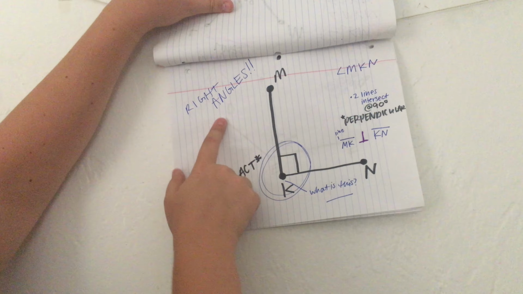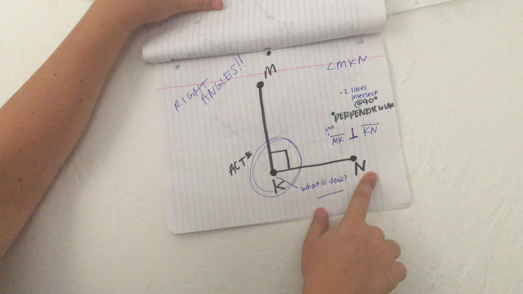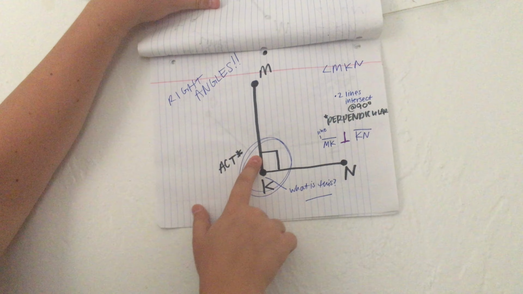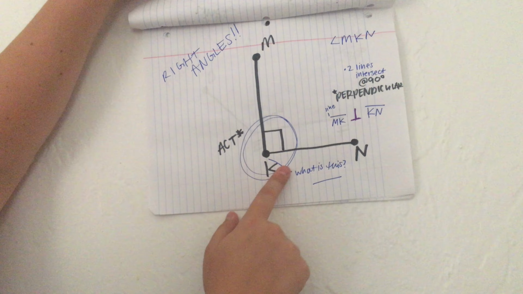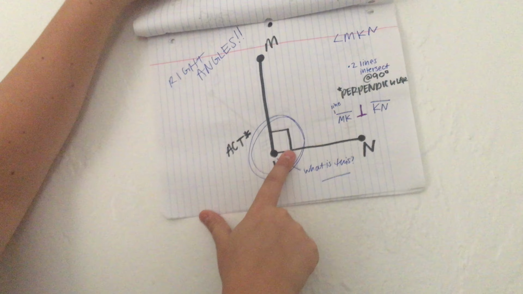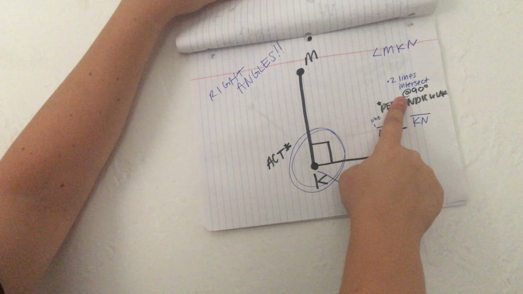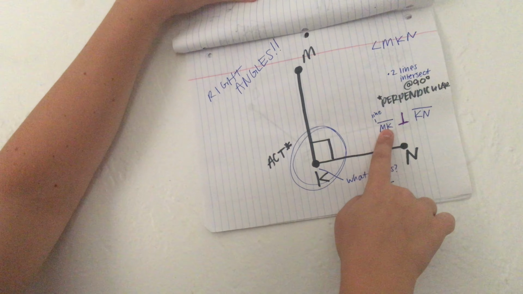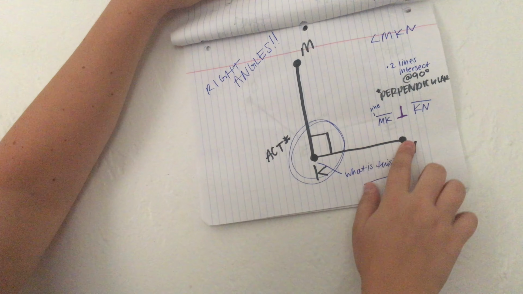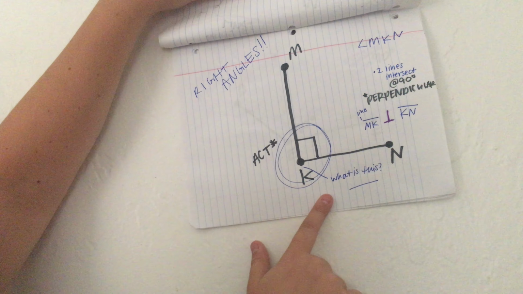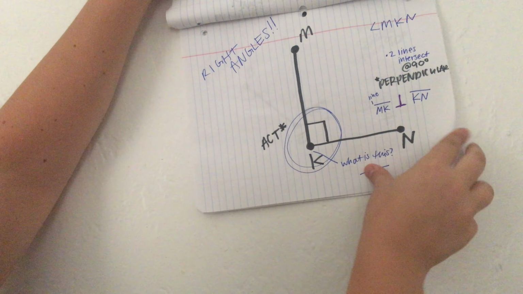Next we have right angles. So here we have angle MKN, and you're going to see something a little bit like this in the ACT. It's this little box, right? And that's just a sign for a right angle. So that's going to be 90 degrees. So then when two lines intersect at 90 degrees, like we have here, line MK is going to be perpendicular to KN. And then here again, what was this called? It's called the vertex.